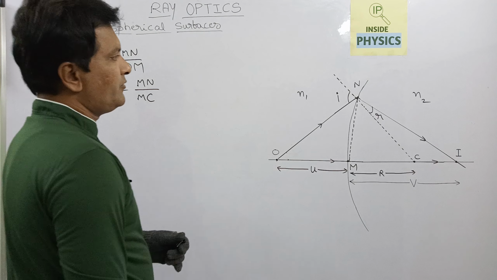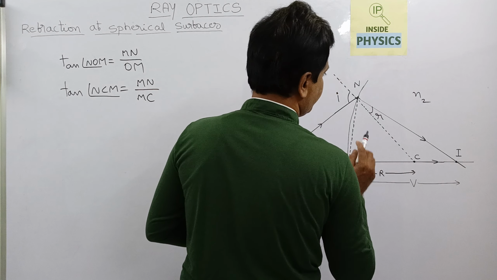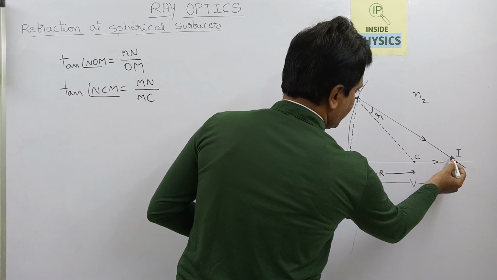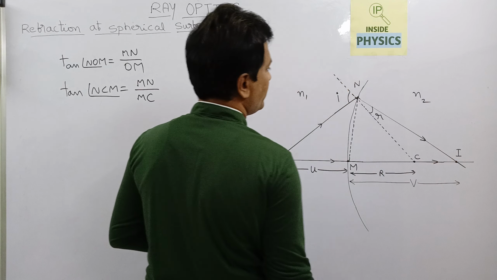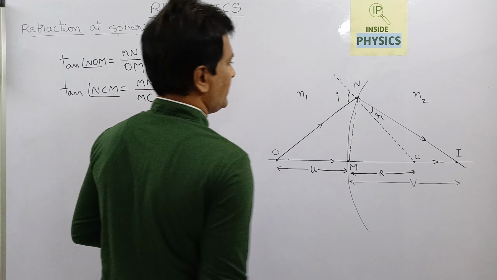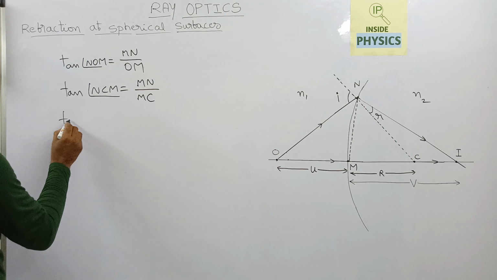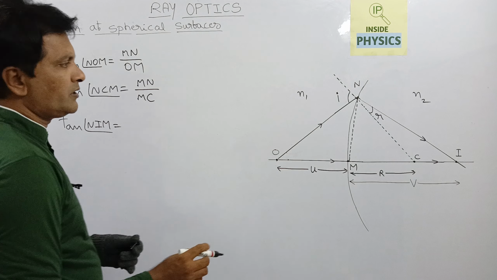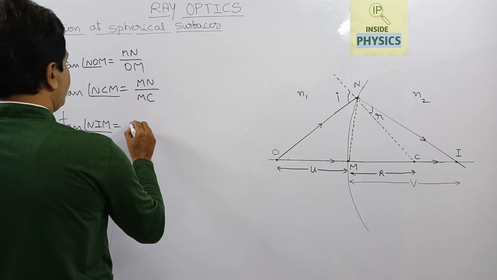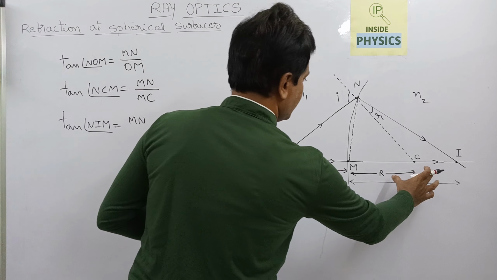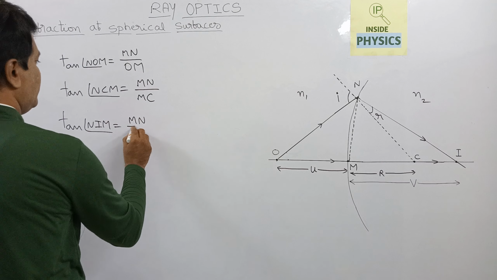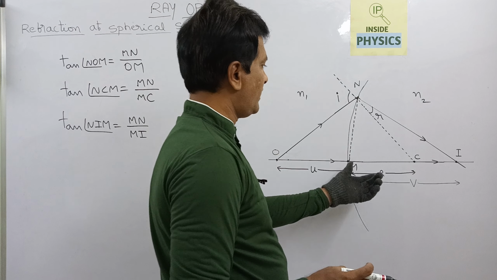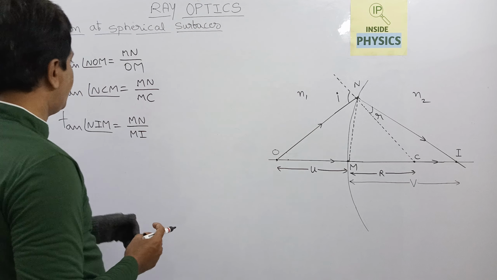Again, if you observe the triangle NIM, we can take theta here, and from tan theta we mean opposite side by adjacent side. So here we can write tan angle NIM is equal to the opposite distance MN by the adjacent side, that is MI. So these are the angles we are taking from this diagram with the help of properties of triangles.